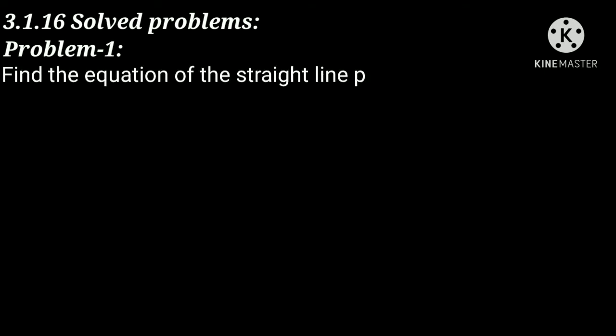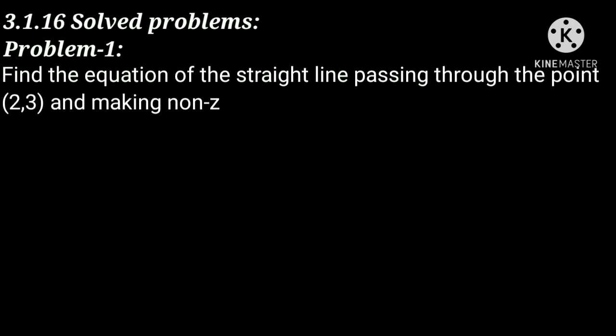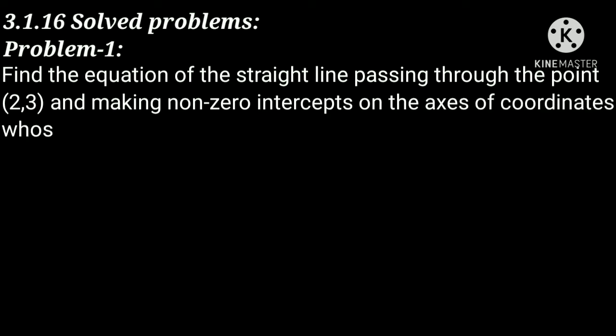3.1.16 Solved Problems. Problem number 1. Find the equation of the straight line passing through the point (2, 3) and making non-zero intercepts on the axes of coordinates whose sum is 0. This is our given problem.